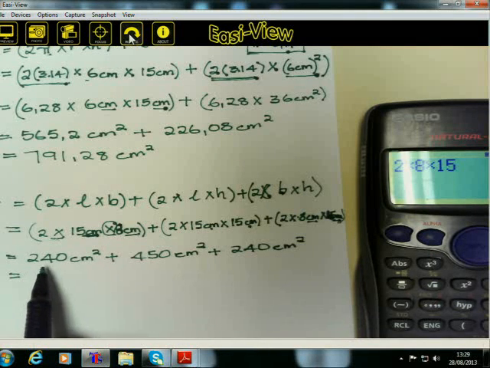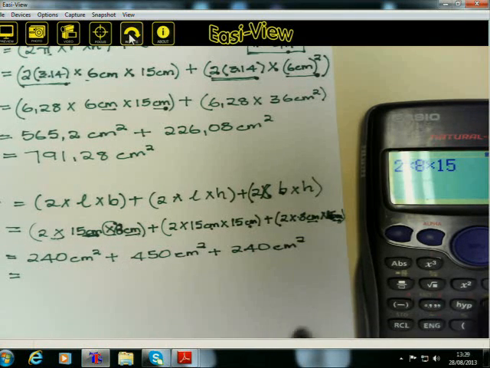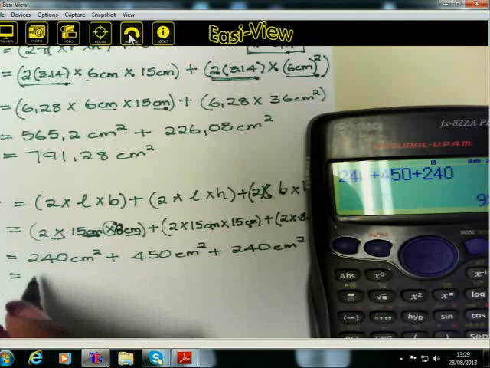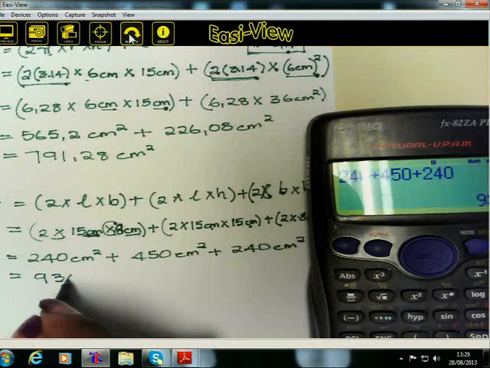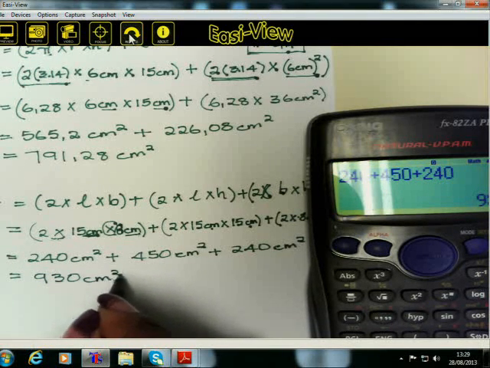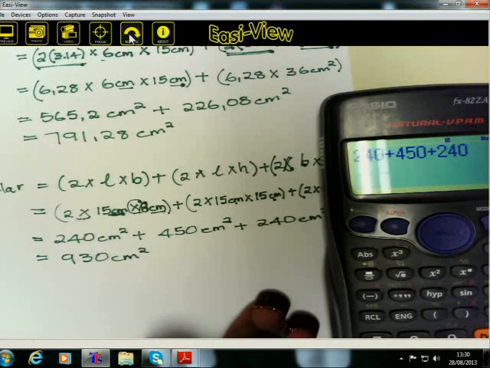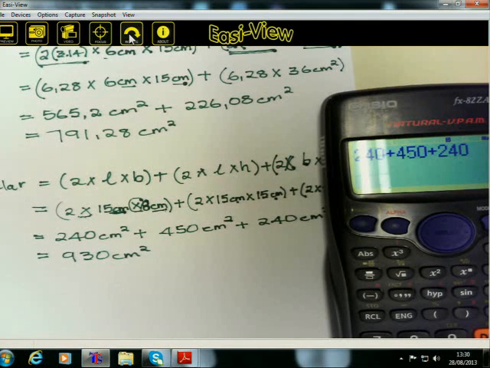That means it is possible for us to add all of those answers of the 3 brackets. So we will add 240 plus 450 plus another 240, and we get an answer of 930 square centimeters. So it shows that the rectangular money box has a surface area of 930 square centimeters.